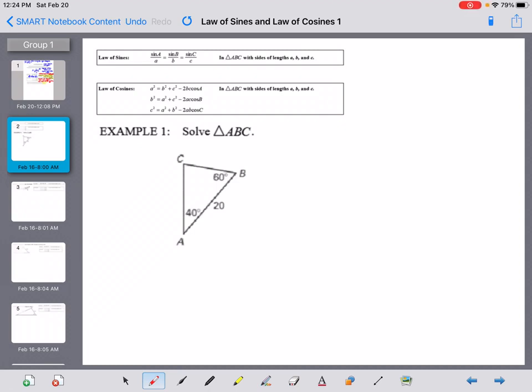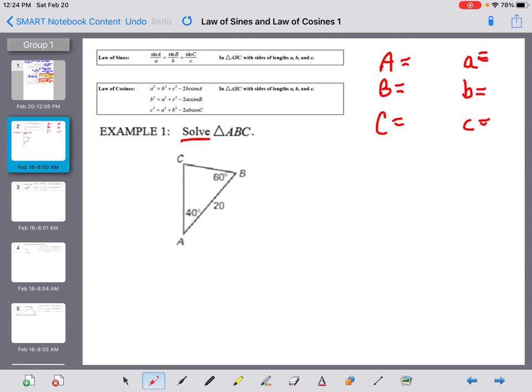All right, here we are ready for example 1. So we always start out when it says solve a triangle. We learned that that means I need to find all the answers. So I need angle A, angle B, angle C, and I need side A, side B, and side C.